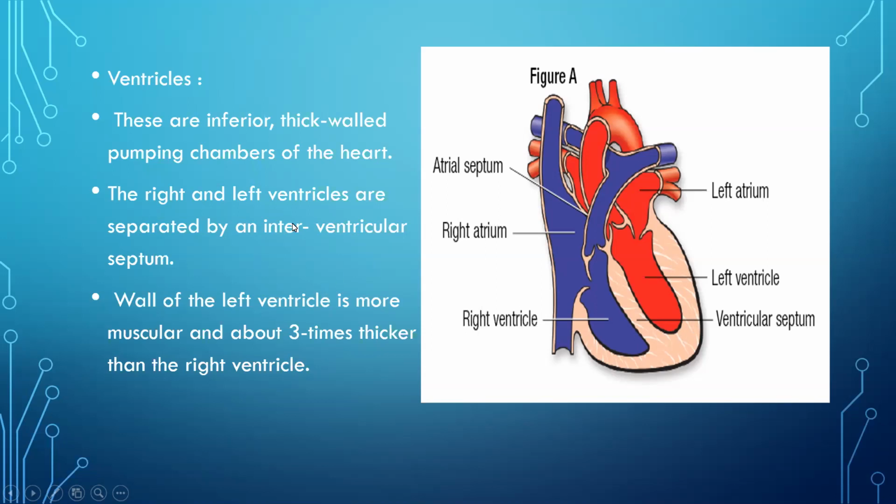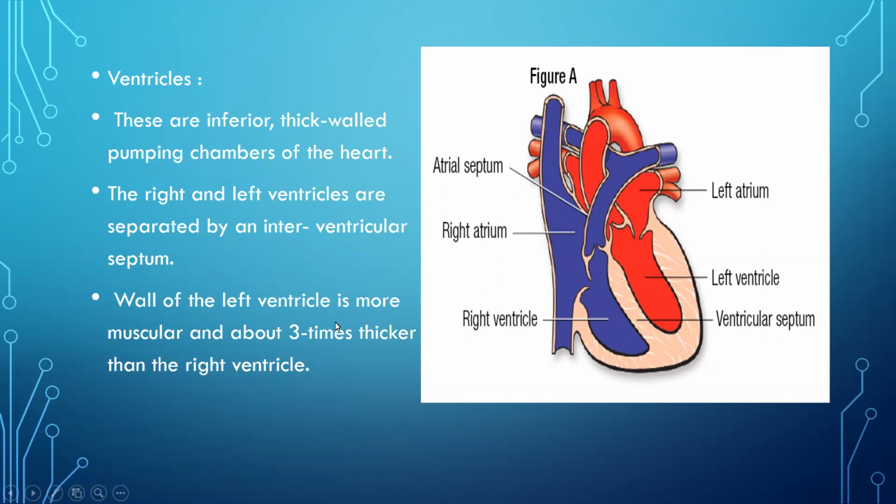Now the right and the left ventricles are separated by an interventricular septum. You can see this is the interventricular septum. Inter means between two. So this is the left ventricle. This is the right ventricle. These two ventricles are separated from each other by the interventricular septum.